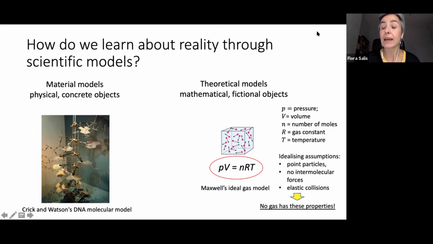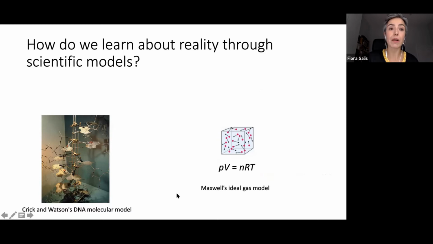This means that what this equation specifies, together with the idealizations I just mentioned, is a system, a gas, that does not exist as any real gas. No real gas has these properties. The gas that is described by this equation is an imaginary or fictional gas, one that does not exist. Now, this is generally accepted. The question that we're asking is, how do we learn about reality through scientific models?